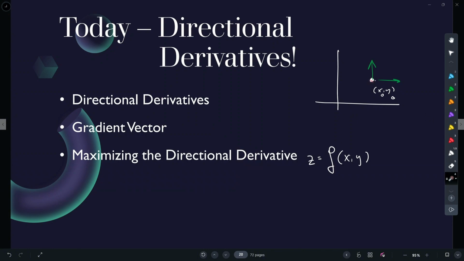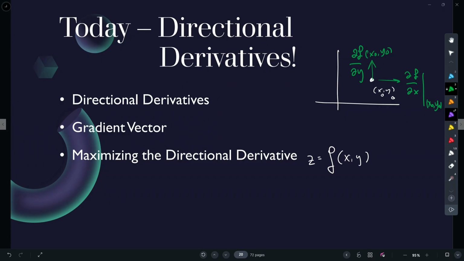In this direction, I'm letting the y coordinate, y naught, be fixed, and I'm running x. So the slope in that direction was given by the derivative with respect to x. In this direction, I'm letting x naught be fixed, and I'm running the y coordinate. If I take the derivative and evaluate at x naught, y naught, I get the slopes of the tangent lines at exactly those points in exactly those directions, okay?